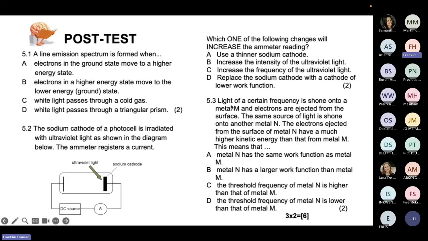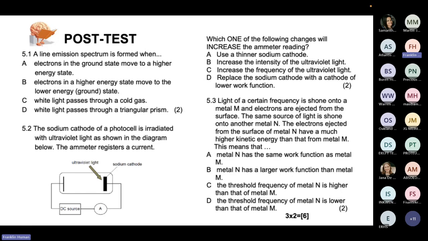Okay, 5.3, light of a certain frequency is shone onto metal M and electrons are ejected from the surface. The same source of light is shone onto another metal N. So you first had metal M and now you have another metal N. The electrons ejected from the surface of metal N have much higher kinetic energy. Now we can make a very important conclusion from that. If the electrons from metal N have a higher kinetic energy, it means that the threshold frequency of metal N is lower. Why? Because all the energy above the threshold frequency goes into giving the electrons kinetic energy.